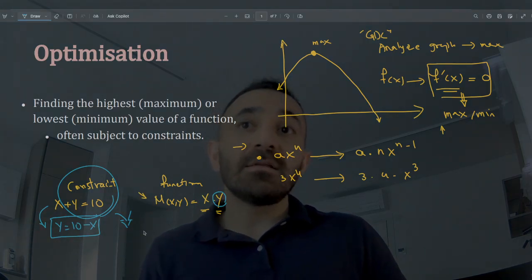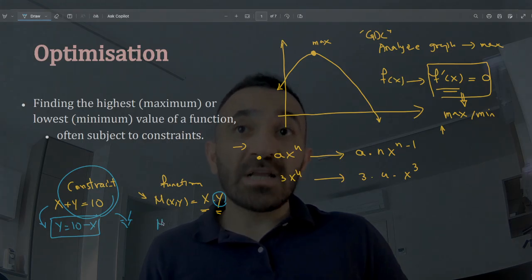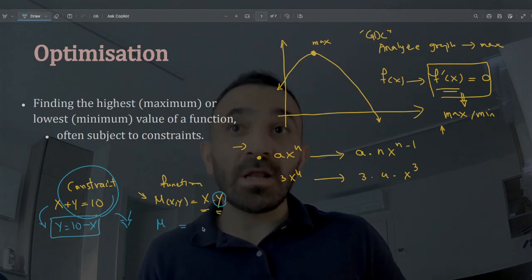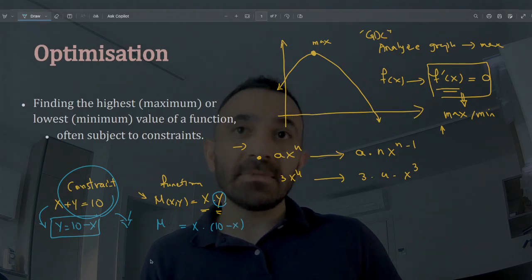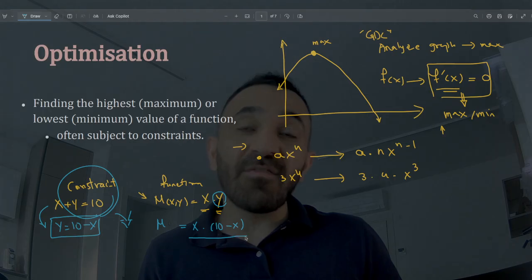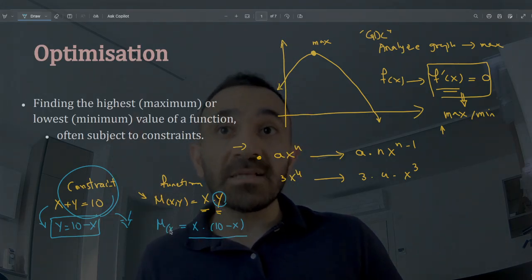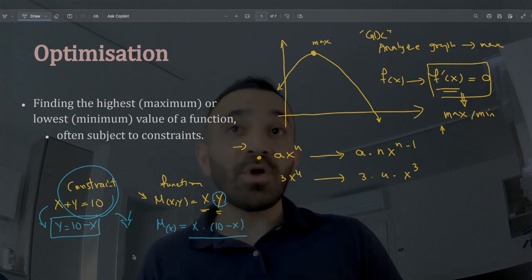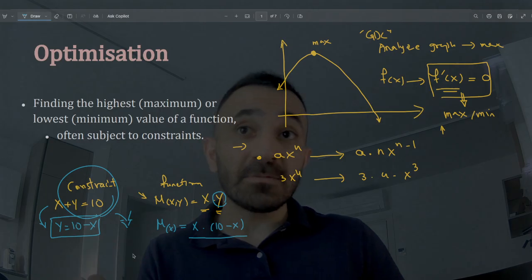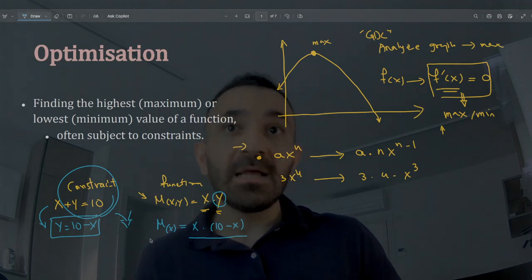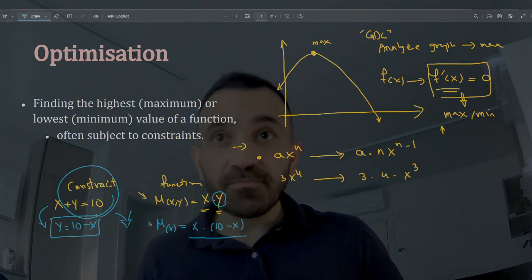So do you agree with me now? The function of multiplication, I can write it as x times 10 minus x. And do you agree with me here? Now I have only one variable, one input. So my function is only based on one input, not two different inputs or three different inputs. Look at this function.